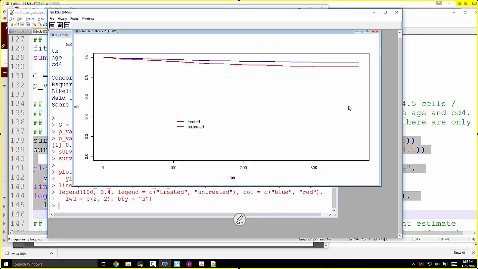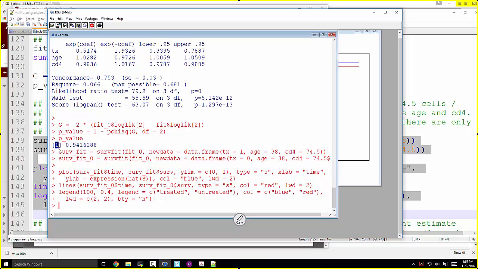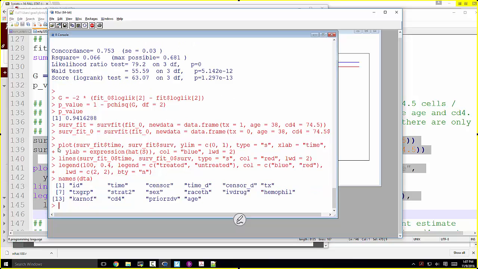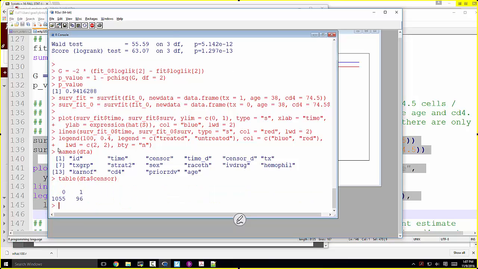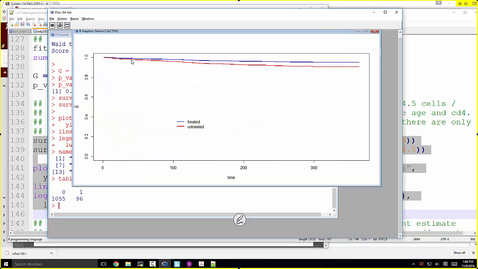These data are kind of interesting because there are very few events. Names, data, table. How many of the times were actual events? Only 96 of them. So almost all of the individuals were right-censored. So we have survival curve estimates that never have enough events to push them down below 0.9.